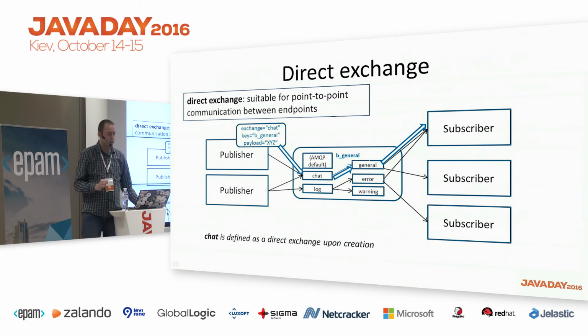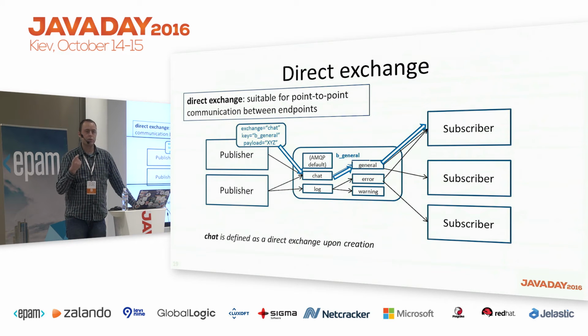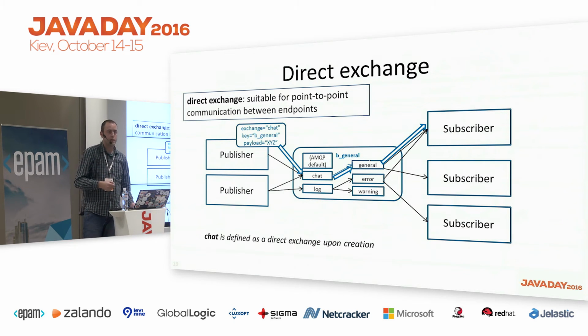Direct exchanges are pretty much similar to default exchanges, but the idea there is a bit more general. A direct exchange has a name, which is, for example, the chat exchange, and you specify some key on the message that you send to that chat exchange. In that particular case, the message key is called general, and that message key must match the binding key of the binding between the chat exchange and the general queue. And in that regard, the message is delivered to the general queue, where it can be consumed by exactly one subscriber.